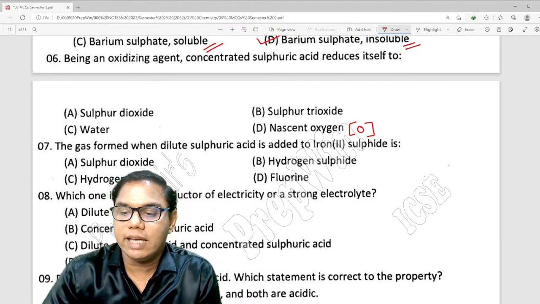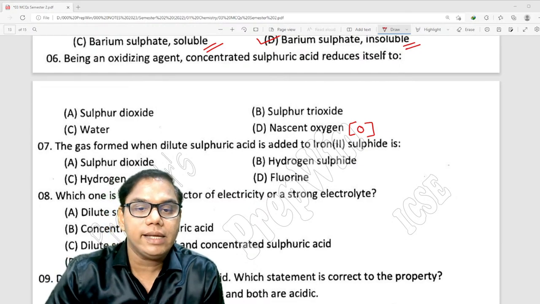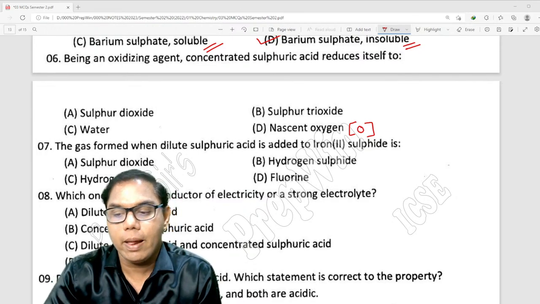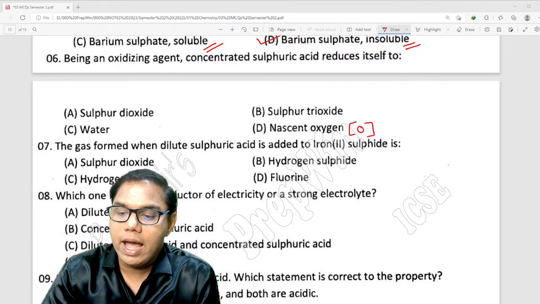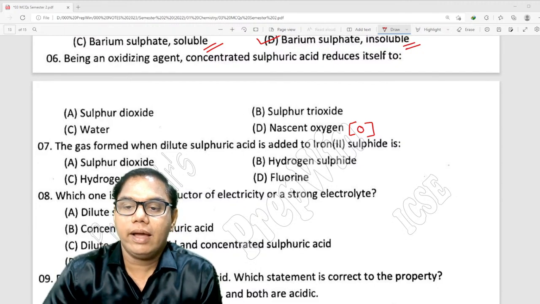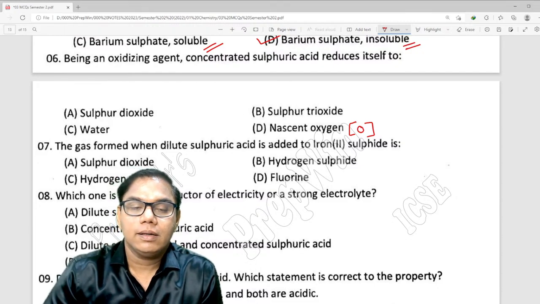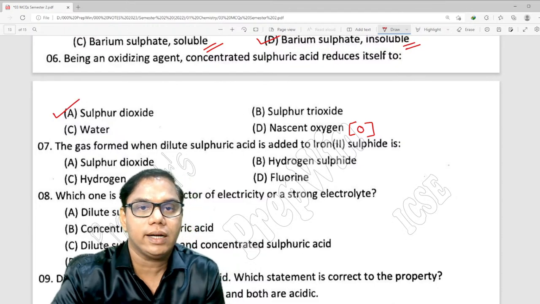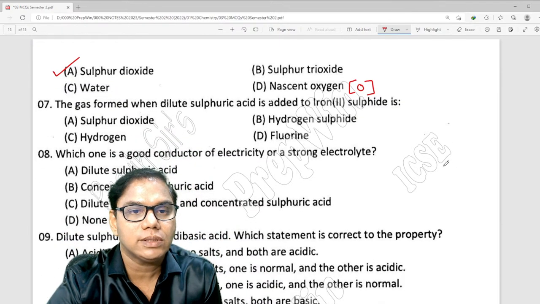Kritika Bhandari is saying 6A. What are the other answers? Kifu A, Om A, Sonam D, Karthik A. Correct answer is A, sulfur dioxide. Sulfuric acid will give you sulfur dioxide.